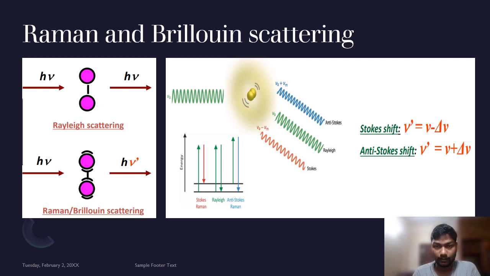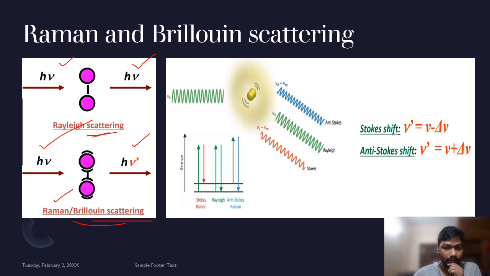The last part of nonlinear optics is Raman and Brillouin scattering. Elastic scattering is known as Rayleigh scattering: if h nu is incident, we get h nu back, so the energy is conserved. In non-elastic scattering, the energy is not conserved: if h nu frequency is incident, the new frequency will be h nu dash, and this is known as Raman and Brillouin scattering. The most important difference is that Raman scattering is due to light interacting with molecular vibrations, and in Brillouin scattering, the light interacts with the lattice vibrations.